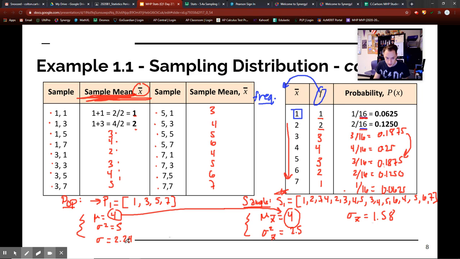So the variance of the sample means is very similar to the standard deviation right here of my population. But also notice that my variance right here, the variance of my population is 5, and then the variance of my sample means is 2.5.